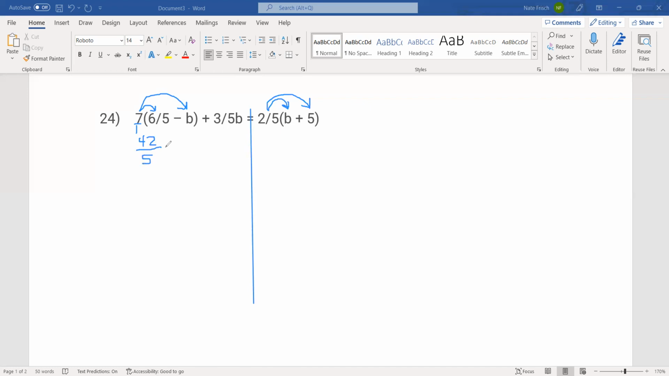And this is a negative b, or you could think of it as minus a positive b, either way. 7 times b is just minus 7b. Plus 3. So this part I'm just bringing down because I can't actually do anything with it just yet. I'm not really at that point yet. I'm still dealing with my distributing, so I'm just bringing that down. On the right side, 2/5 times b is just 2/5 b.